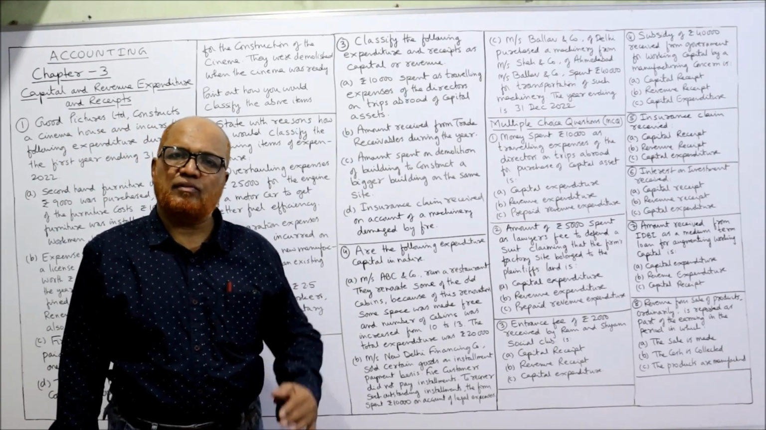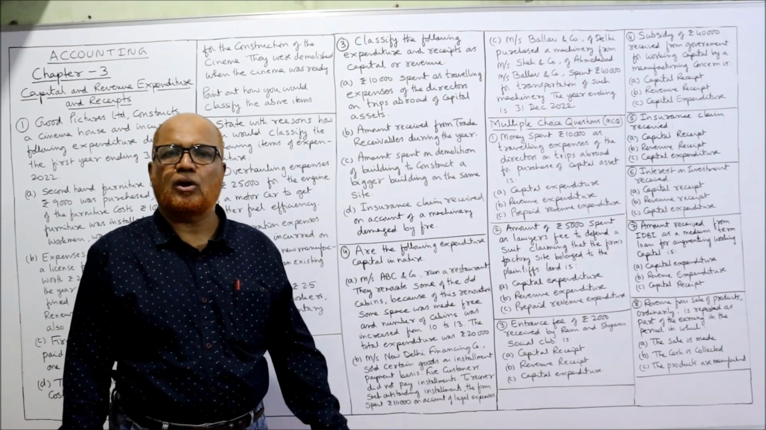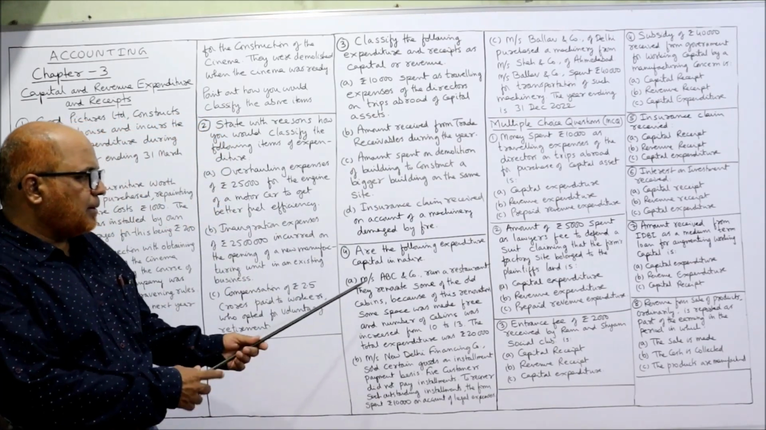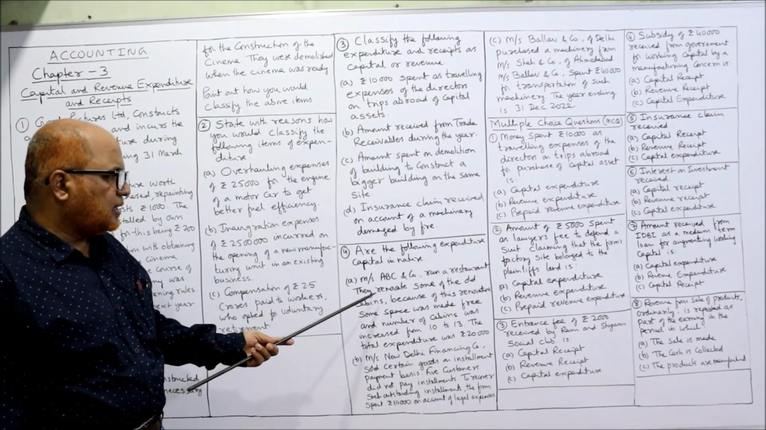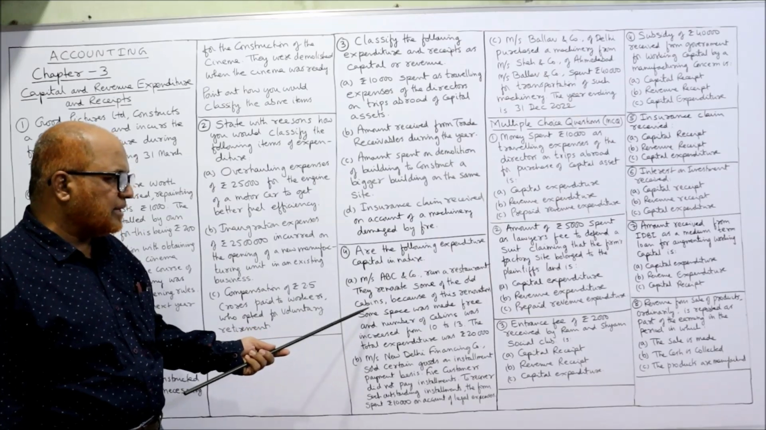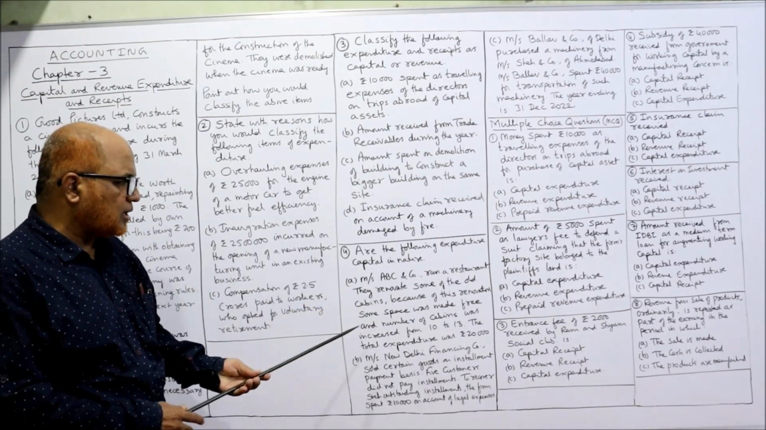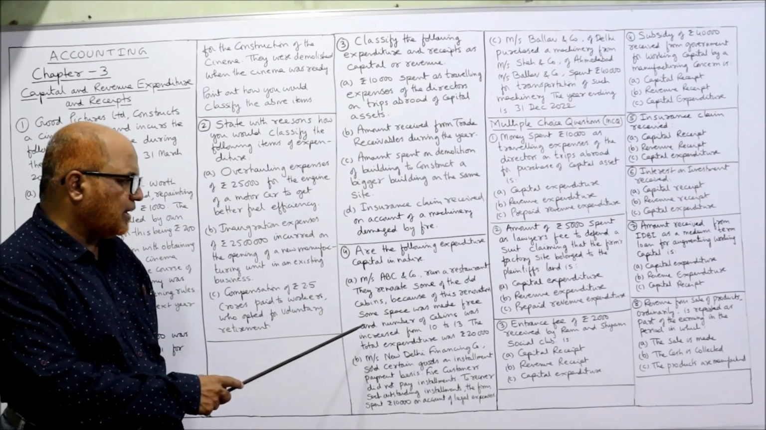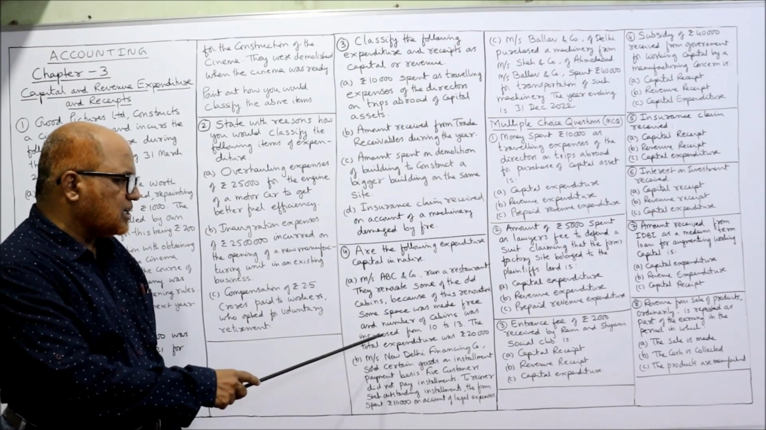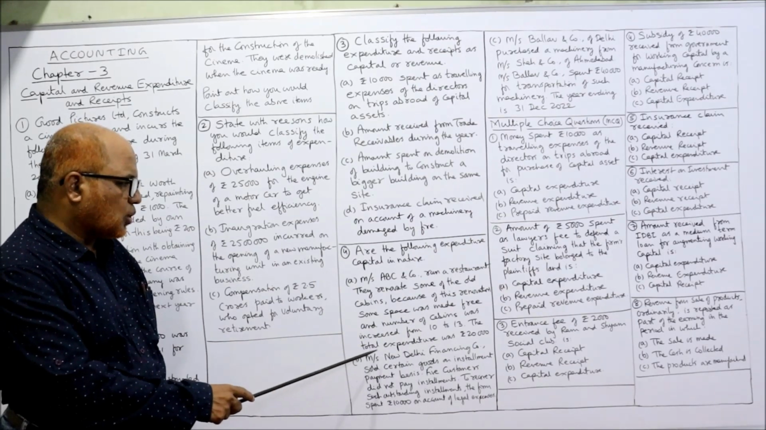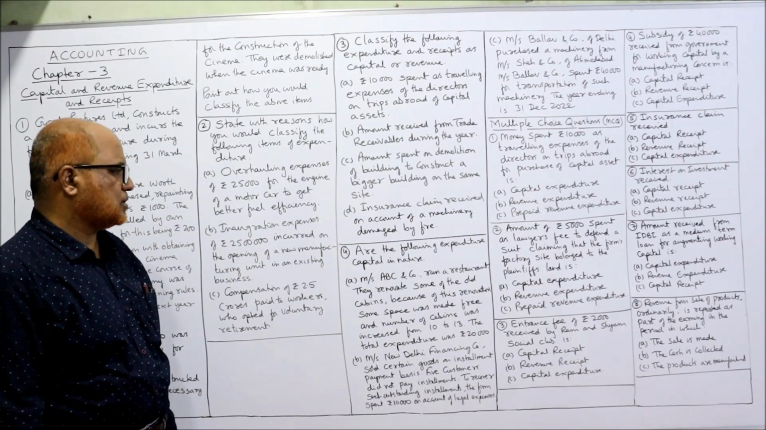Now, are the following expenditures capital in nature? Again, some points are given. We have to decide whether these items are capital or revenue. Messrs. ABC and Company run a restaurant. They renovate some of the old cabins. Because of this renovation, some space was made free and the number of cabins was increased from 10 to 13. The total expenditure was 20,000.